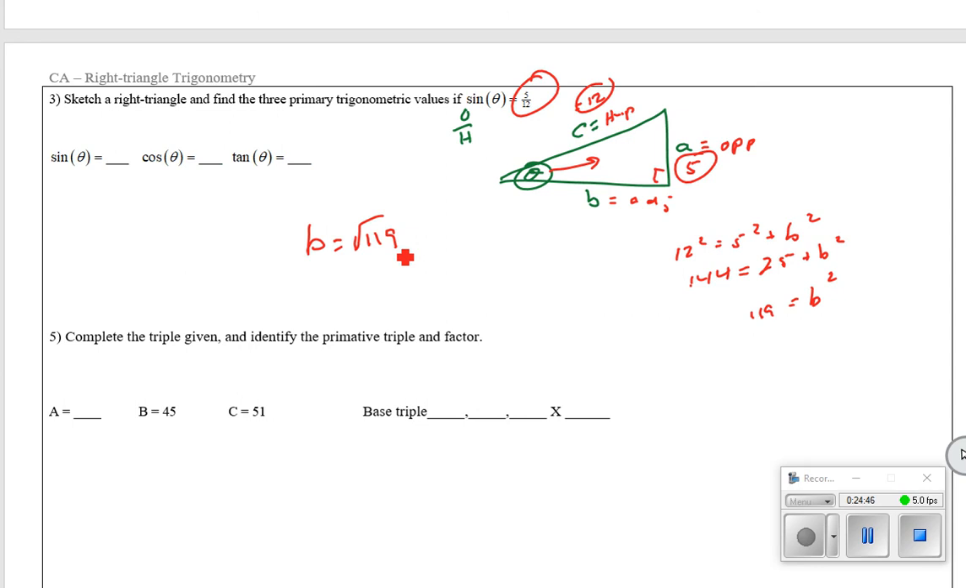That's probably as far as I'm going to ask you to go. What is A? What is B? What is C? Because it's hard to enter square roots. But the sine would be 5/12. That was given. The cosine would be the square root of 119/12. And from these two, the tangent is 5 over the square root of 119.